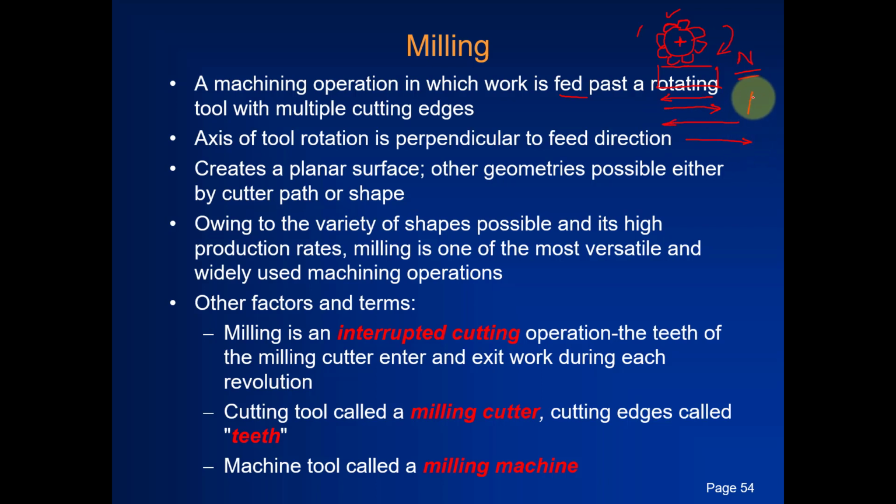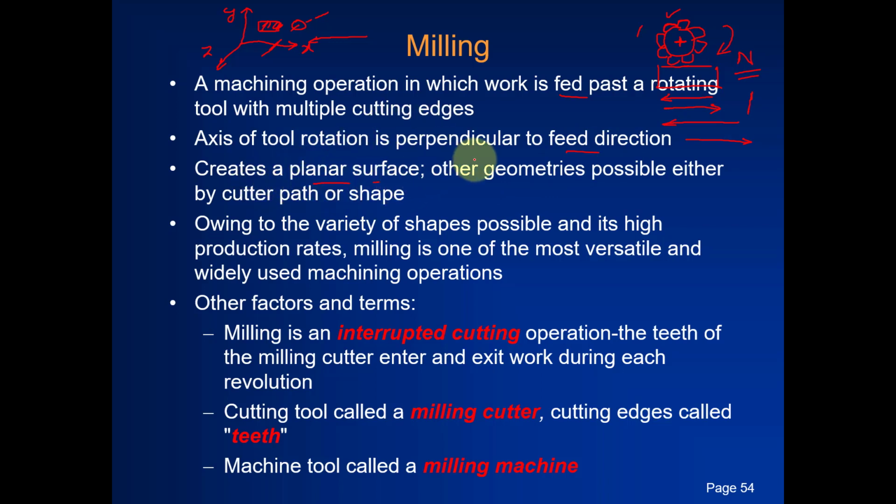Let's say this is the x-axis, this is the y-axis, and this is the z-axis. If the cutting tool is like this, clear, and this axis is in the z direction, it is rotating, and the workpiece is moving in this direction. So you can see this is the x direction and this is the z direction, so they are perpendicular. So the axis of tool rotation is perpendicular to the feed direction.